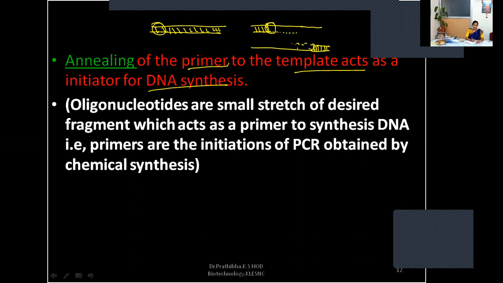What are oligonucleotides, or what are primers? You can write this one. Oligonucleotides are small stretches of desired DNA fragment which act as primers to synthesize DNA. That is, primers are the initiators of PCR, or of DNA synthesis for the Taq DNA polymerase, which are obtained by chemical synthesis. This you can make a note. Usually during viva, or in MCQ, or in a 1 mark or 2 mark question, they'll ask you.